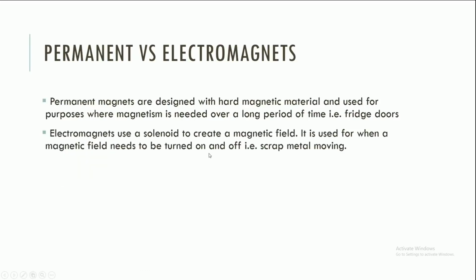So finally, permanent magnets are designed with hard magnetic material and used for purposes where magnetism is needed for a very long period of time. Of course, with this, you don't have the option of just switching it off. But electromagnets, as I said before, use a solenoid, which is the metal that you put inside the coil of wire, to create a magnetic field, and it is used when a magnetic field can or needs to be turned off and on, like for example when you are moving metal scraps, and that is very handy.